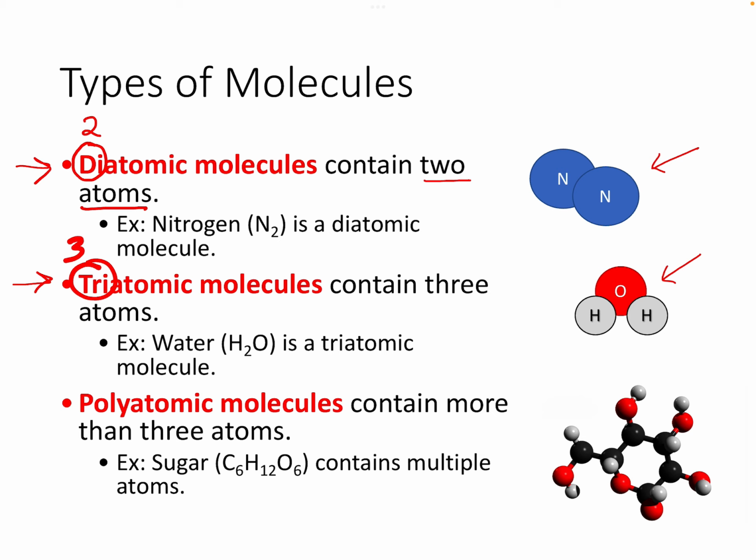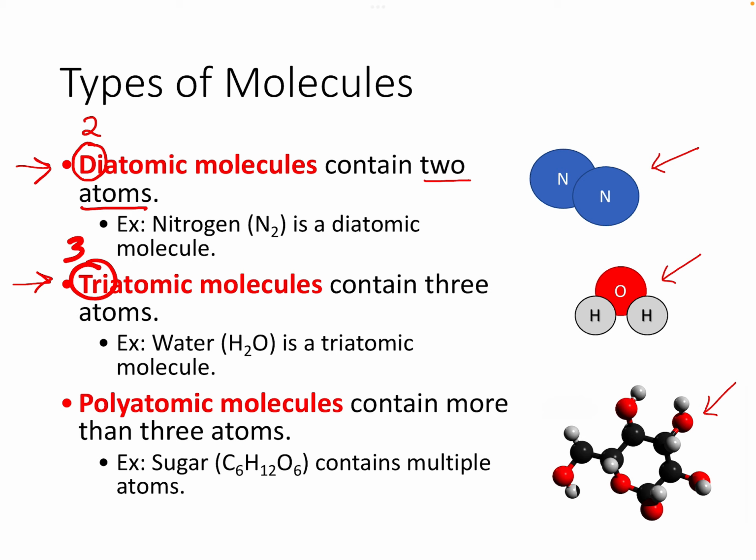So sugar, for example, off to the side here, this is a ball and stick model of sugar. And you'll notice that there are different colors for each of the atoms in this molecule. So the black circles are carbon atoms. The red circles are oxygen atoms. And the white circles are hydrogen atoms.